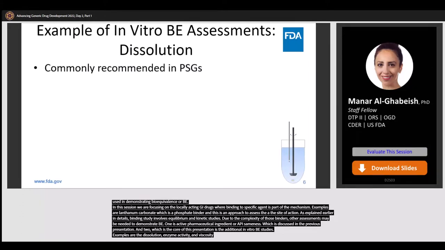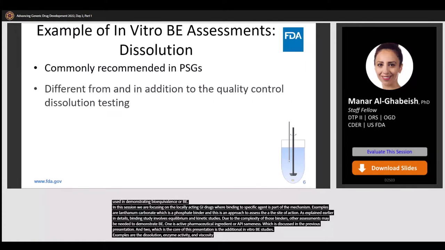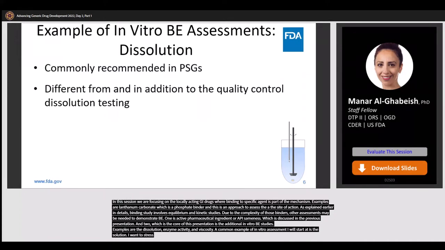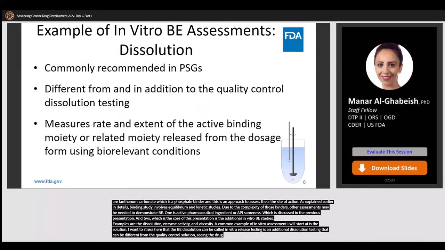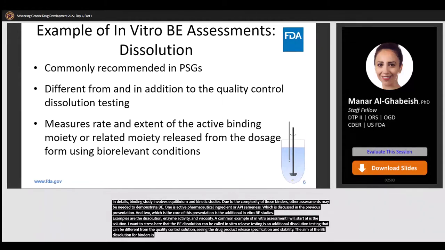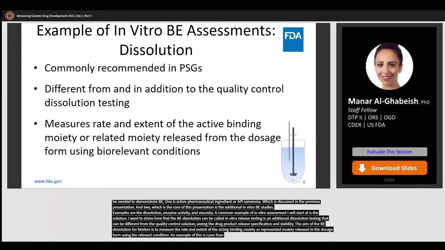A common example of in vitro assessment I will stop at is dissolution. And I want to stress here that the BE dissolution, which can be called in vitro release testing, is an additional dissolution testing that can be different from the quality control dissolution seen in the drug product release specification and stability. The aim of the BE dissolution for binders is to measure the rate and the extent of the active binding moiety or related moiety released from the dosage form using biorelevant conditions. An example of an active binding moiety is lanthanum in the case of lanthanum carbonate, and aluminium is an example of a binding related moiety for sucralfate.